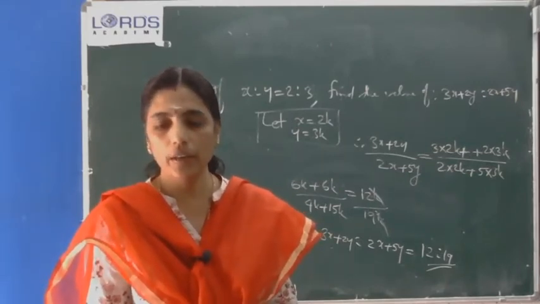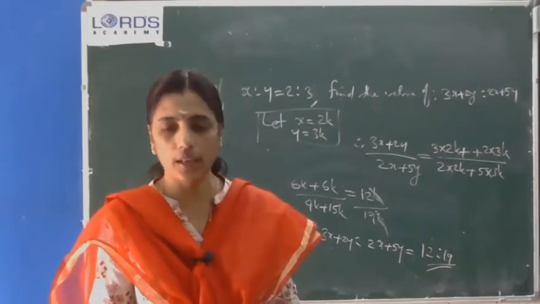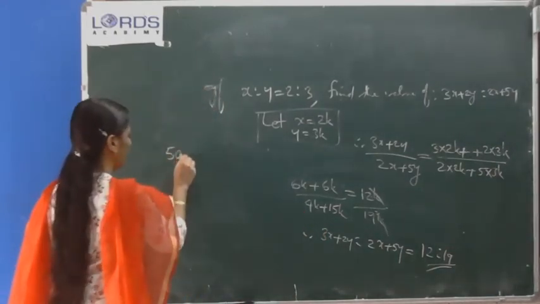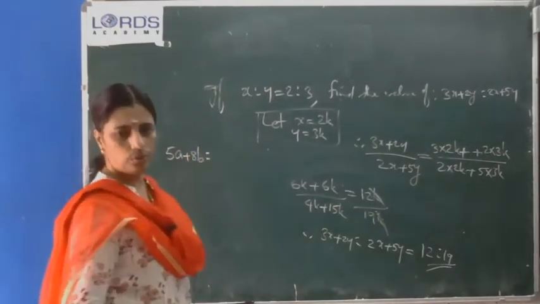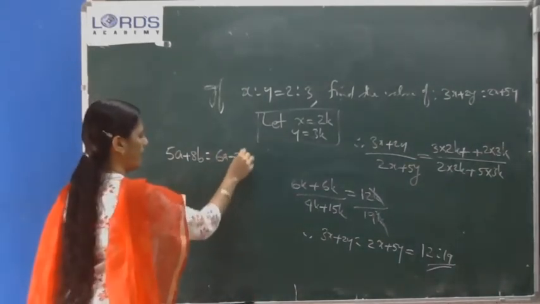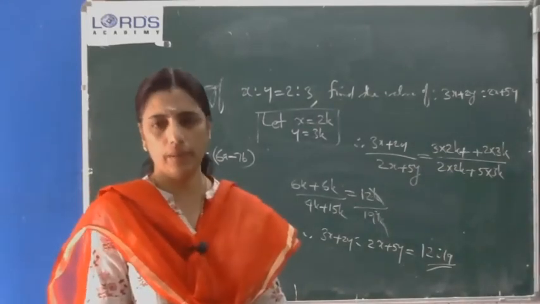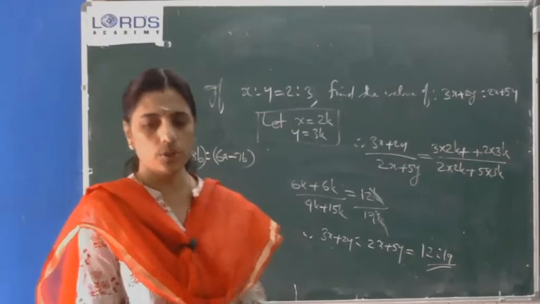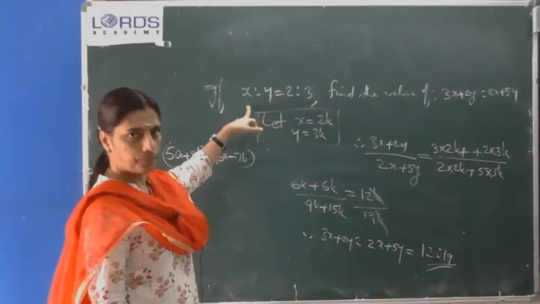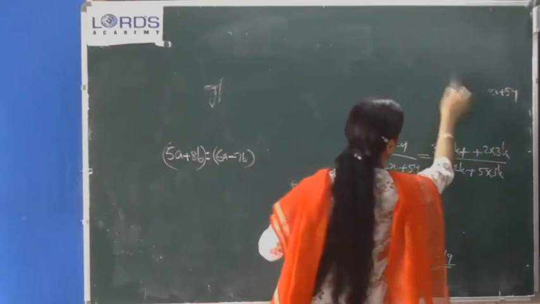Next, you do this. Write the question: if a is to b is equal to 5 is to 3, find 5a plus 8b is to 6a minus 7b. Like the second type of problem, no? Not the first type, because x is to y they have not given. Write the question and do it like the second type.